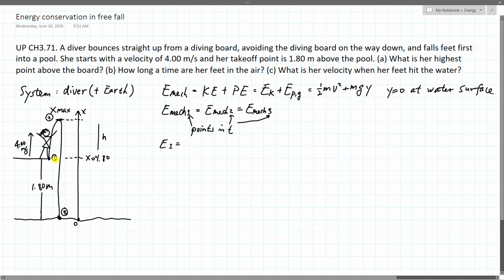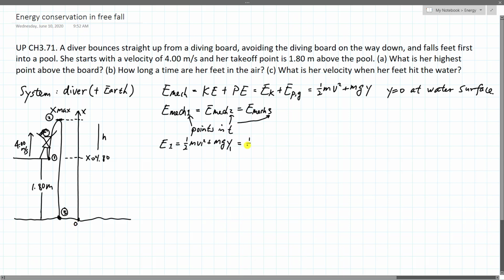And we'll take a look at what E1 should include: kinetic energy and the potential energy. So we'll write 1/2 mv1 squared plus mgy1. Everything has a 1, indicating they're all obtained at the same exact time. We know that the diver has a speed of 4.0 meters per second, and also is 1.8 meters above our reference, which is 0 at the water surface.